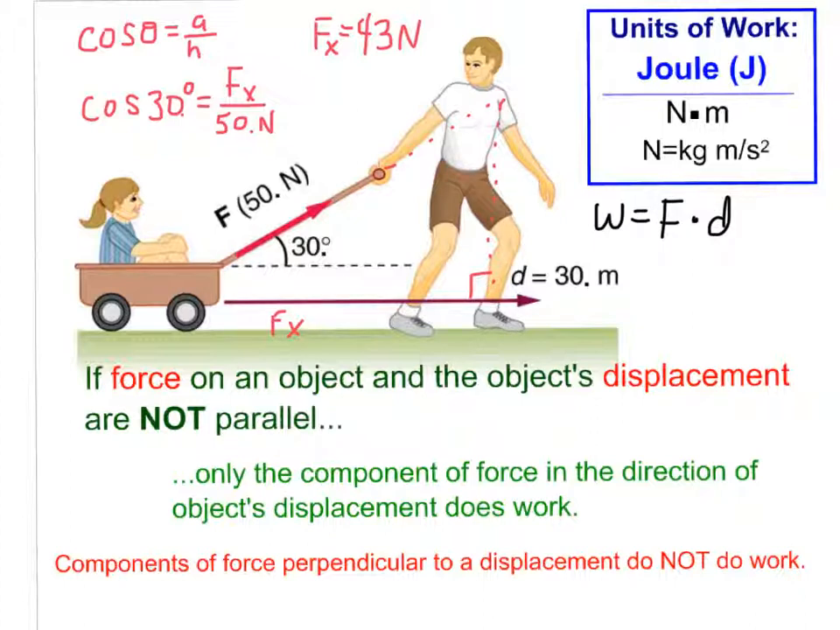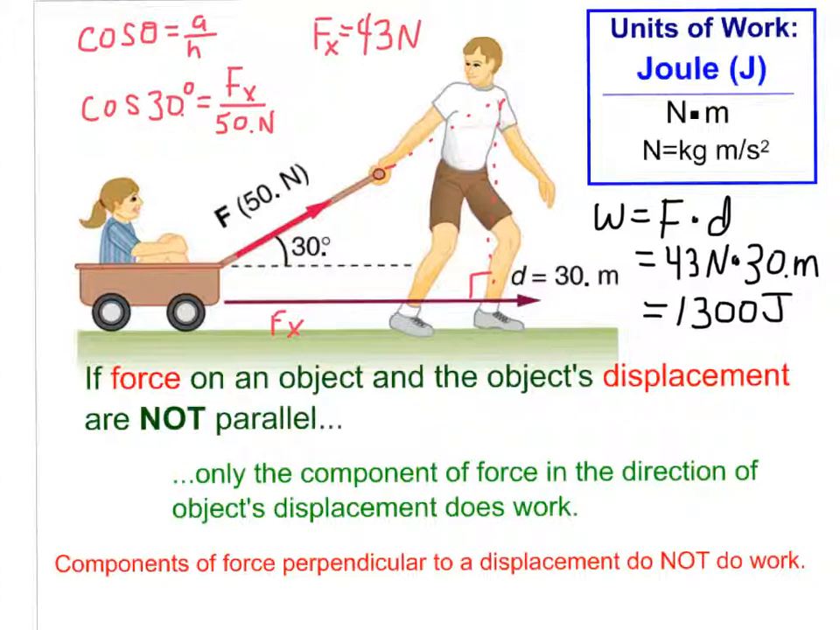Now we can calculate work because we know work equals force applied through a distance. We know our force in that same direction as our displacement. It's 43 newtons, so we can just plug our values in. And when we multiply these out, we get 1,300 joules. We're going to round to only 2 sig figs because that's all we have in our problem. So we have 1,300 joules of work being done here.